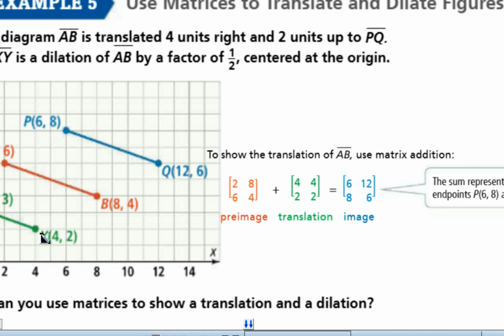So they're starting off here. In this diagram, AB is translated 4 units to the right and 2 units up. So I'm going to take the AB and go 4 units to the right and 2 units up. If I take this spot here and go 4 to the right and 2 up, I land at P, don't I? If I take this over 4 to the right and 2 up, I land at Q. Okay. It's also dilated by a factor of 1/2, which means it shrunk by half, didn't it? And so what's half of 2?